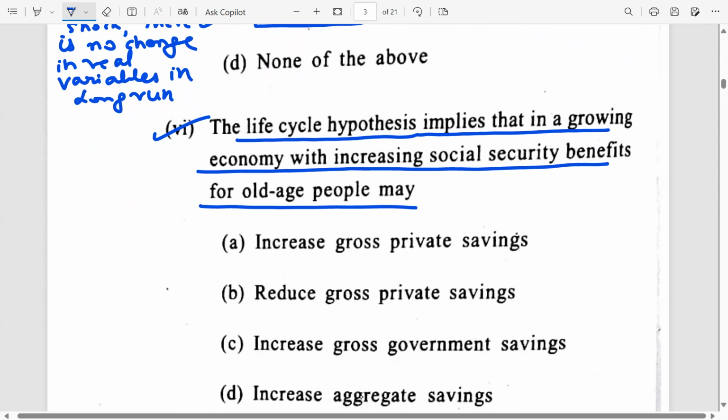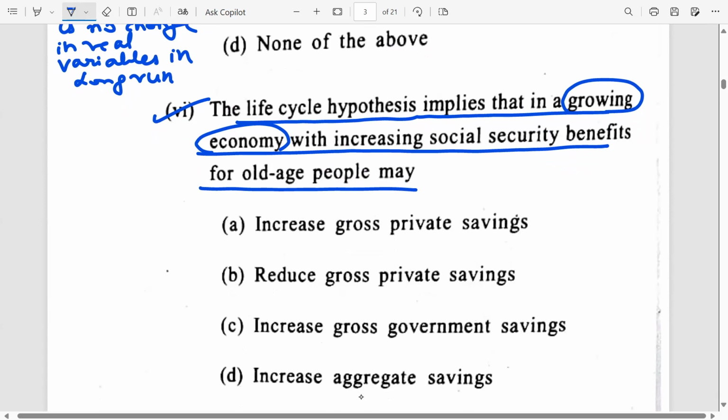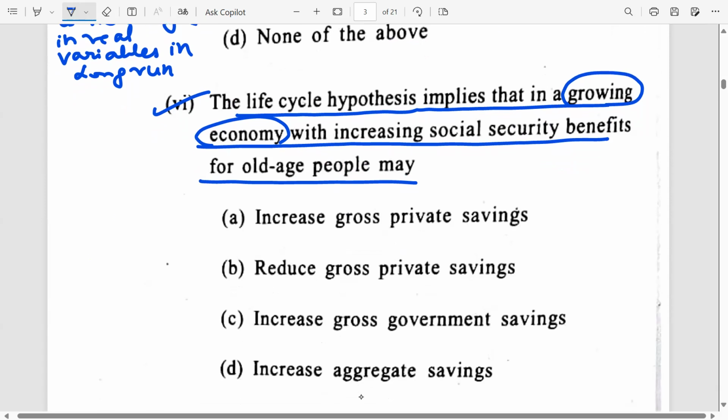Now there are two things, students. First of all, a growing economy. When we talk about a growing economy, it might contain more people in their young age. Young age would mean that they would increase savings. So savings might increase. So my aggregate savings might increase, I can say.